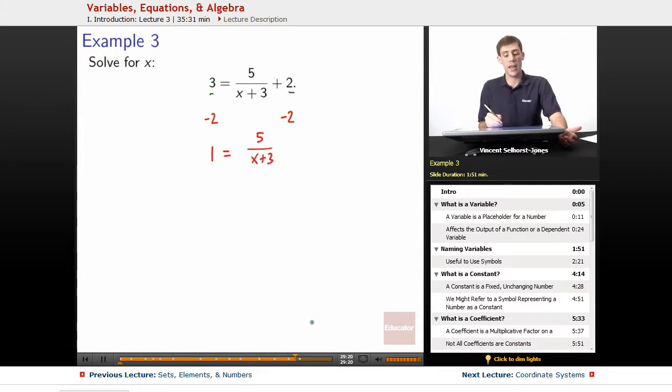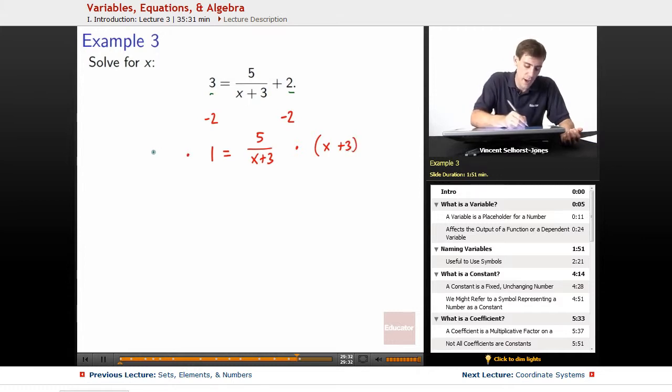Now we can multiply by x plus 3, and we'll still have to multiply the 1. We have to multiply both sides, but we'll have at least a little less stuff in the way. So we multiply by x plus 3 over here, and we multiply by x plus 3 over here. So x plus 3 times x plus 3 on the bottom, they cancel each other out. x plus 3 times 1 is just going to become x plus 3. Since we cancel out the x plus 3 on the bottom, we've got 5 here.